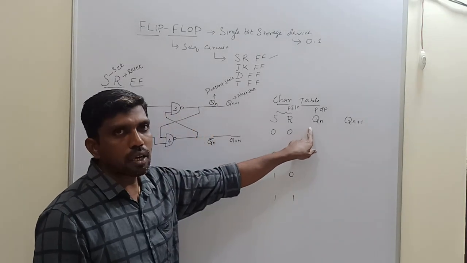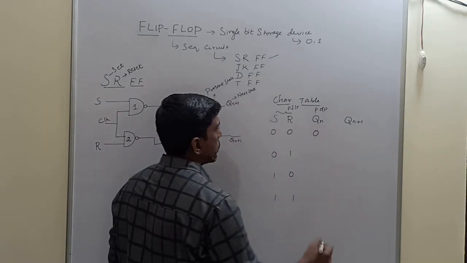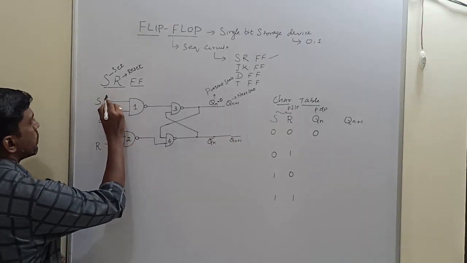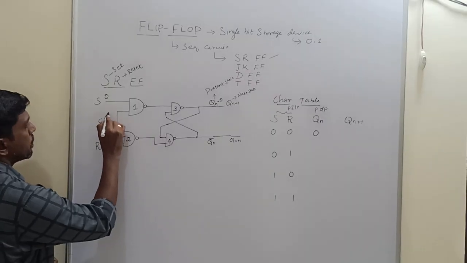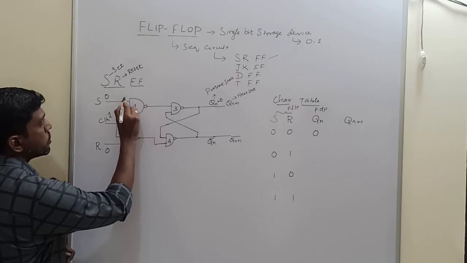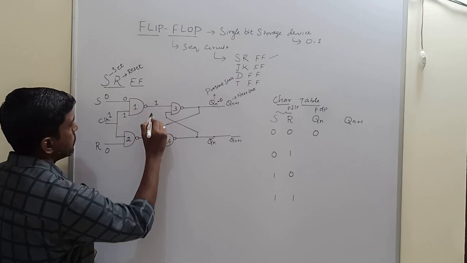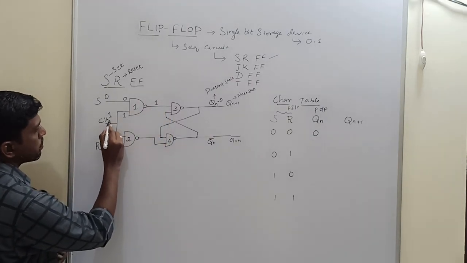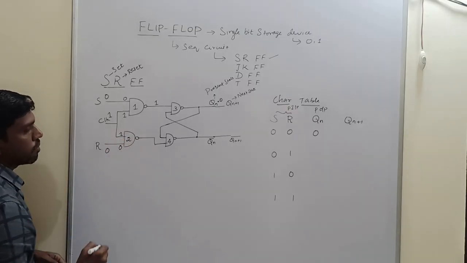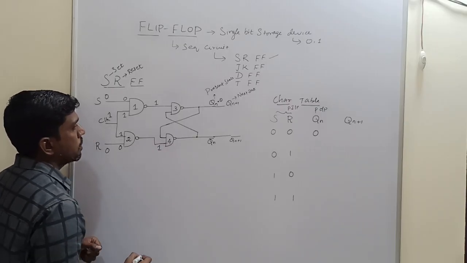The Qn value is an unknown value, so let me assume the Qn value is 0. So here the Qn value is 0, S value is 0, R value is 0, clock is 1. The first NAND gate input is 0 and 1, so the output of NAND gate 1 is 1. Then the second NAND gate input comes from the clock and R. The clock value is 1, R value is 0. So 1 0, the output of the second NAND gate is 1.